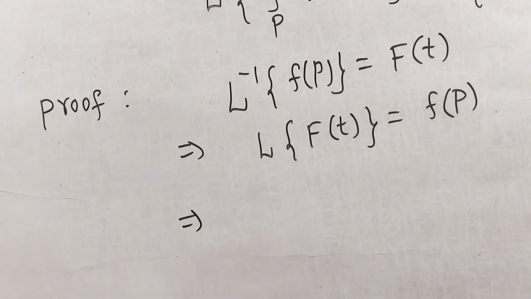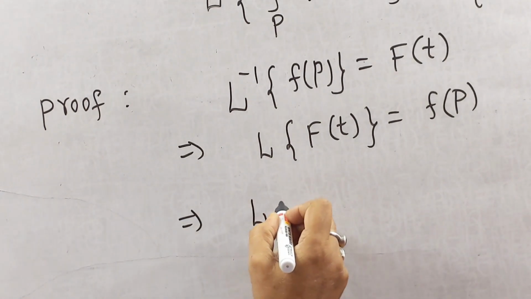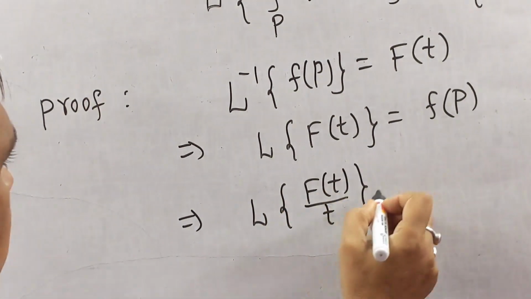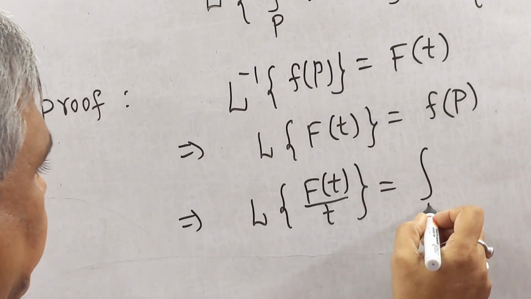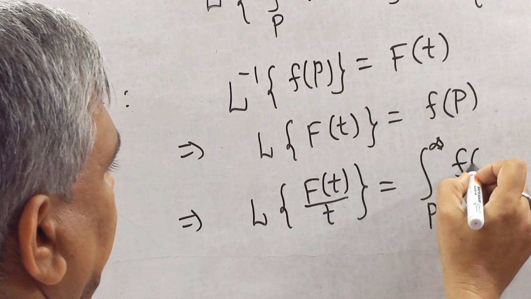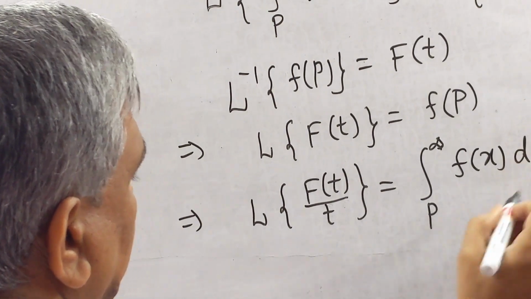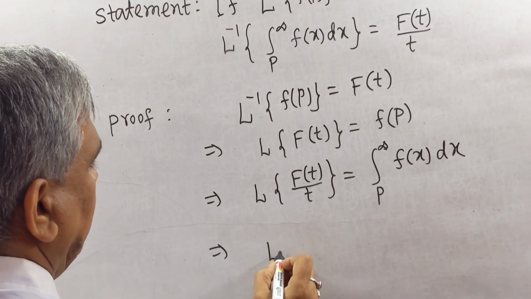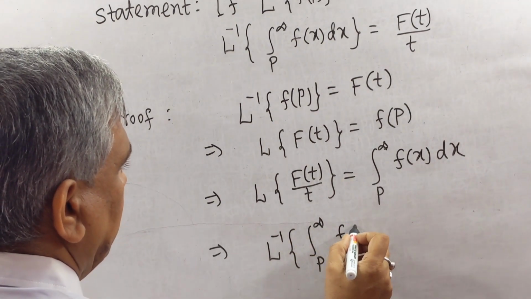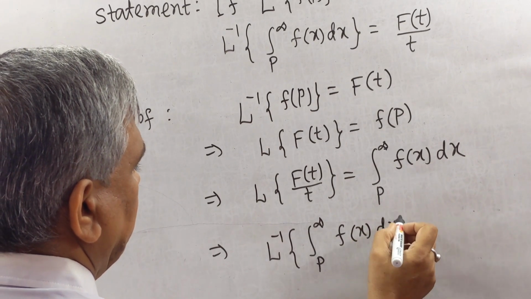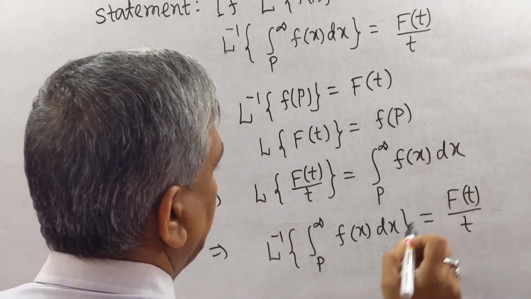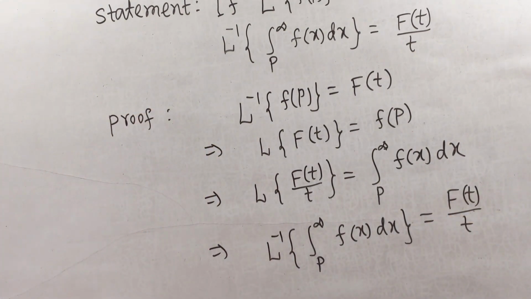We know the Laplace transformation of division by t: L{f(t)/t} equals the integral from p to infinity of F(x) dx. This implies that L inverse of the integral from p to infinity of F(x) dx equals f(t)/t. This is the required result.